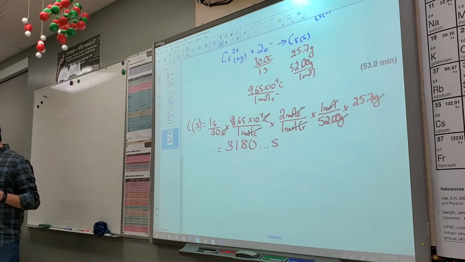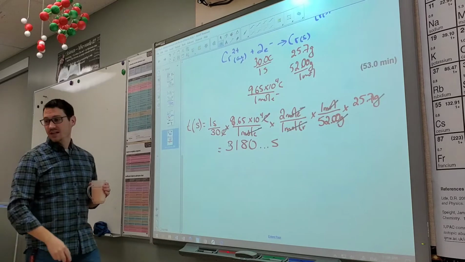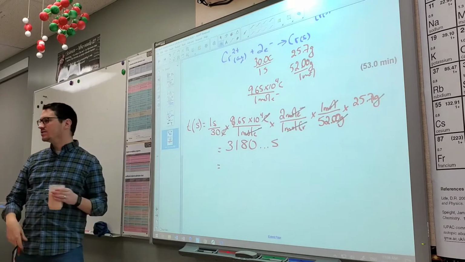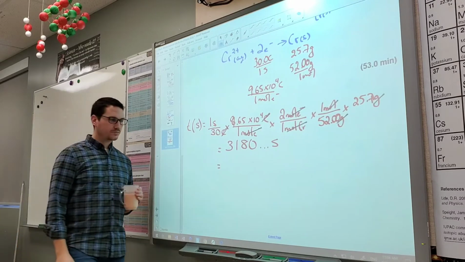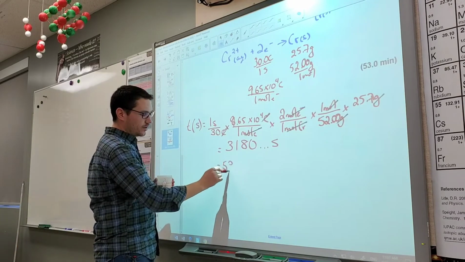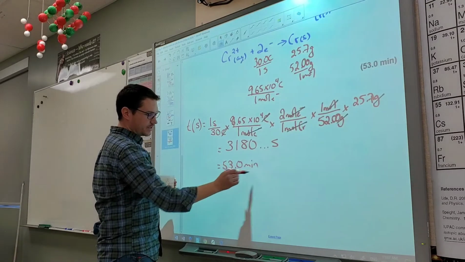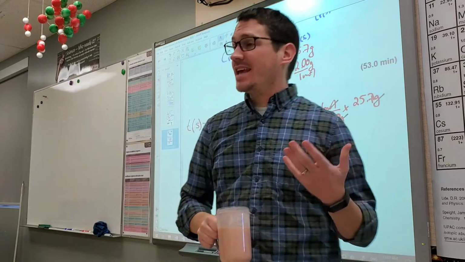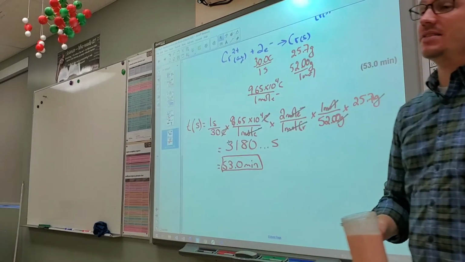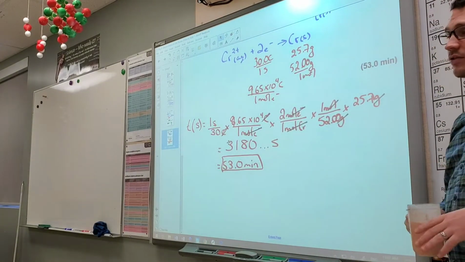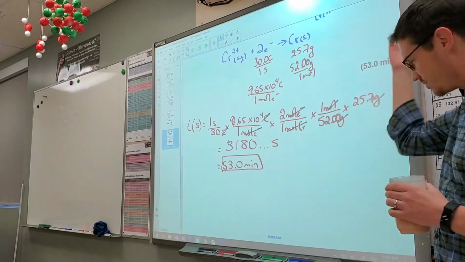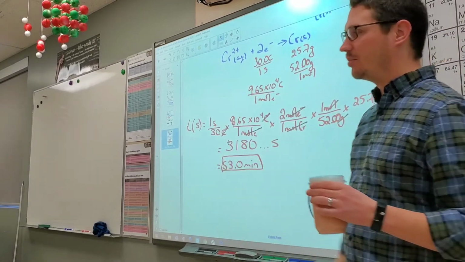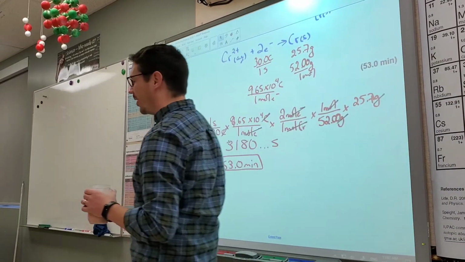Do we want seconds? No. So how do we turn seconds into minutes? Divide by 60. You can use unit analysis, or you can just divide by 60, right? So you should get 53.0 minutes. So it's going to take 53 minutes to plate this bumper with enough chromium to cover it. At least in this particular scenario that I made up with no experience in a bumper plating operation.